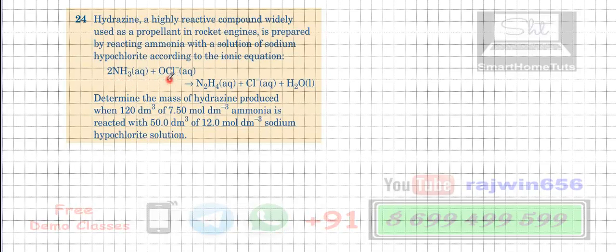Get the moles of both of these and find out which one is the limiting reagent. Whichever is the limiting reagent, that you will take for moles of N2H4 and you will find the mass of N2H4 by multiplying by relative molecular mass. Try to work this out on your own. It's not a difficult question.